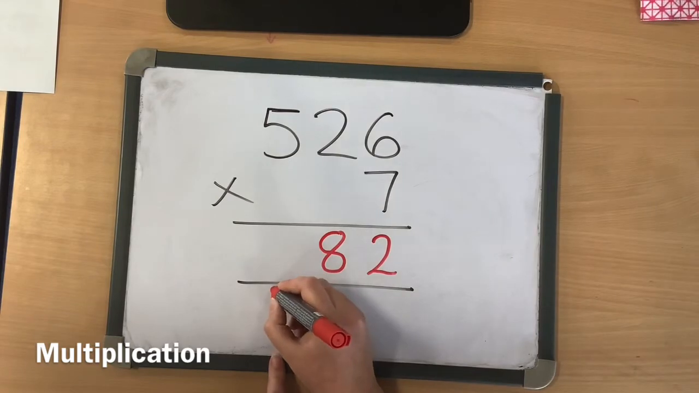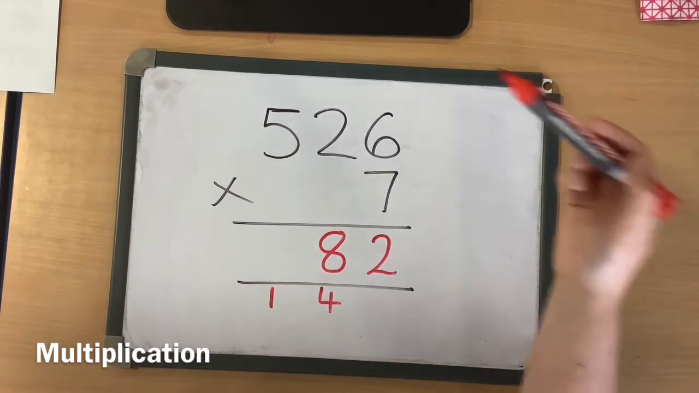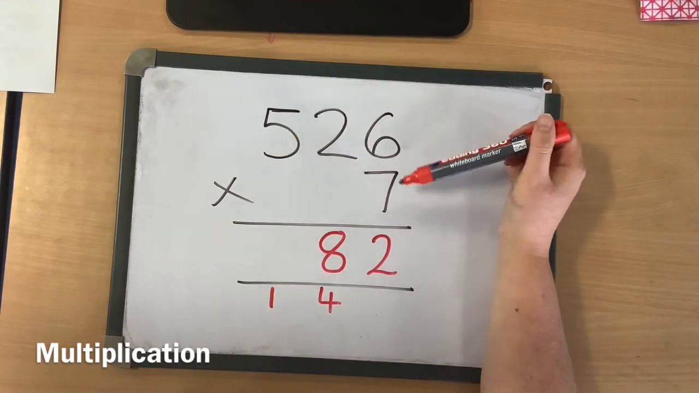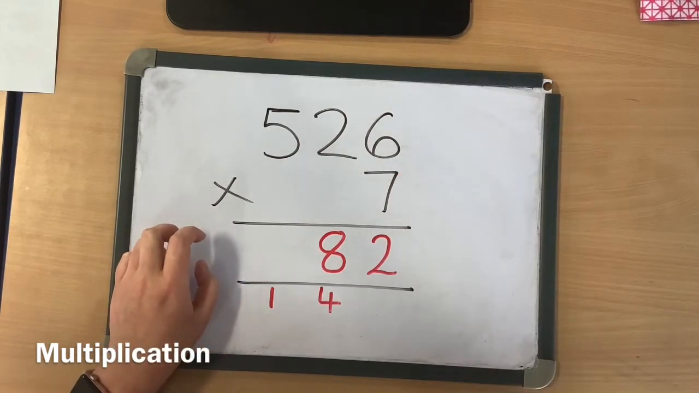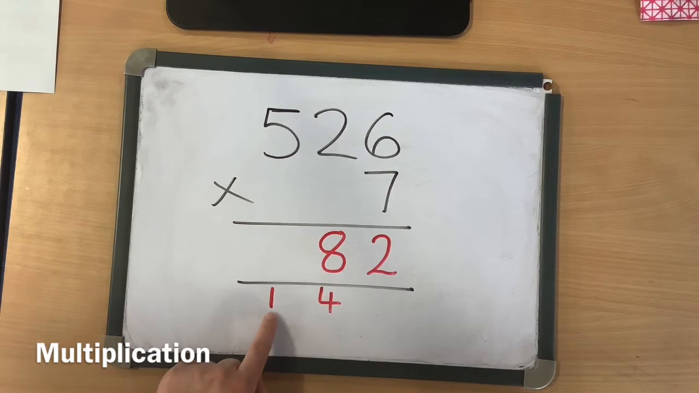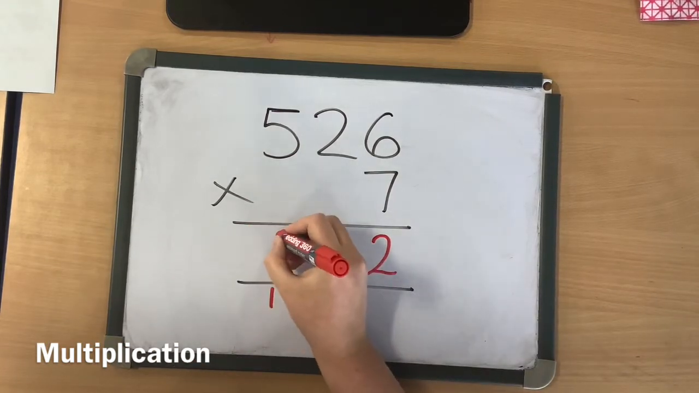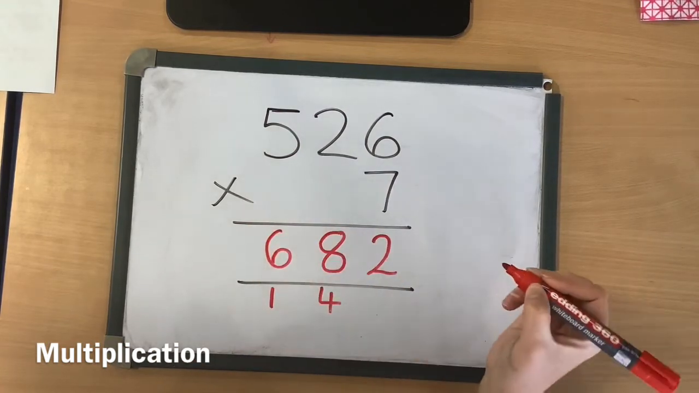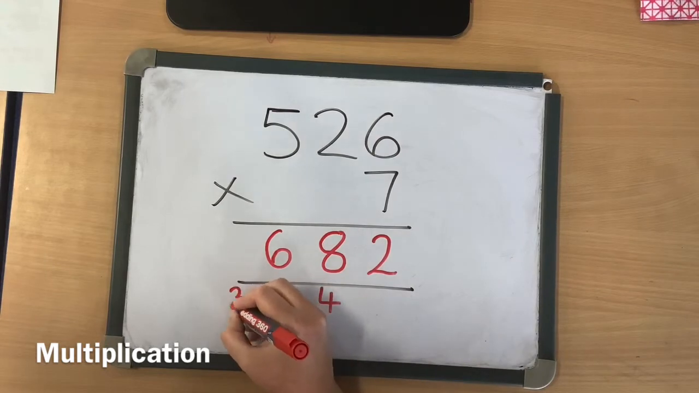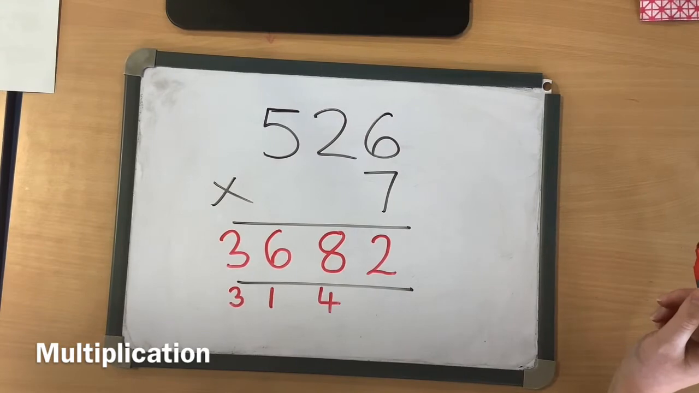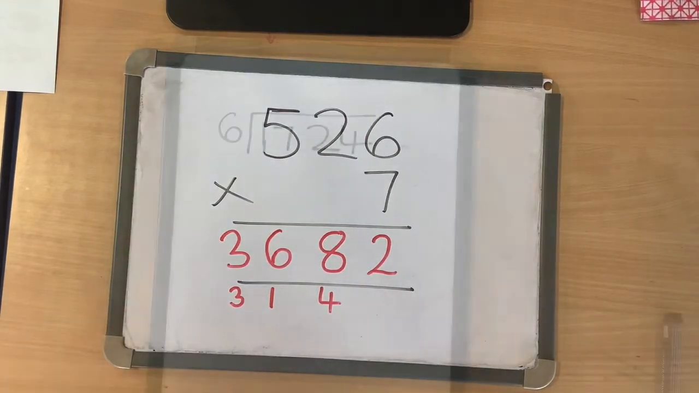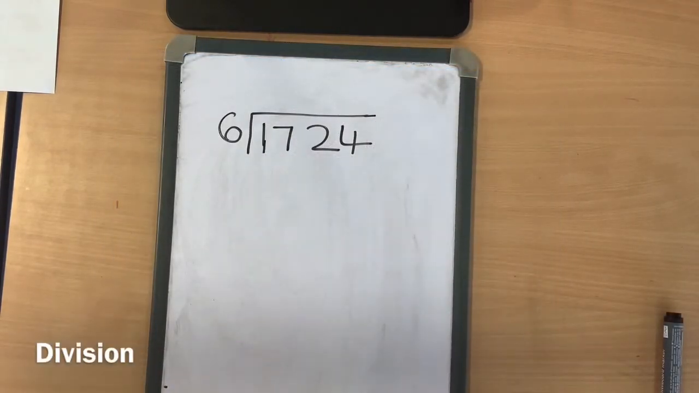Okay, and then finally 500s, so multiplied by 7, okay, is 3500s. Add on my regrouped hundreds is 3600s. Okay, 600 regroup, okay, for my 3000, leaving me with the answer 3,682. Okay, and then a division calculation.